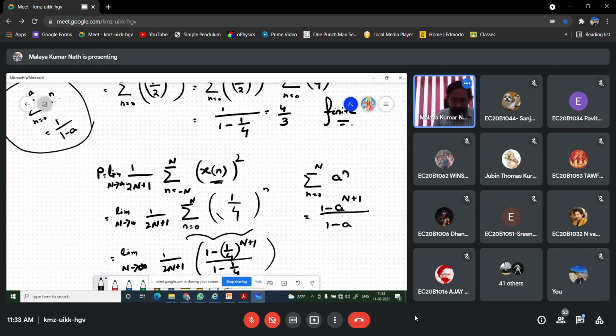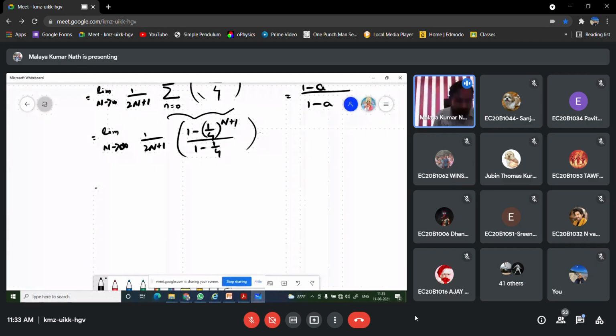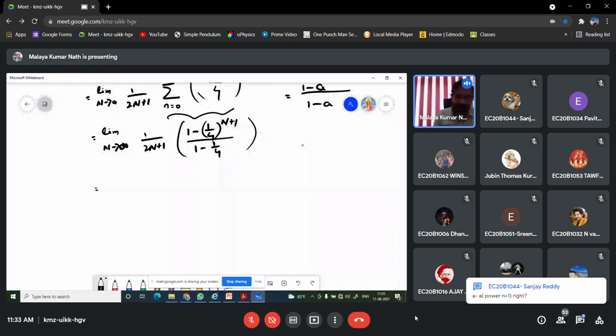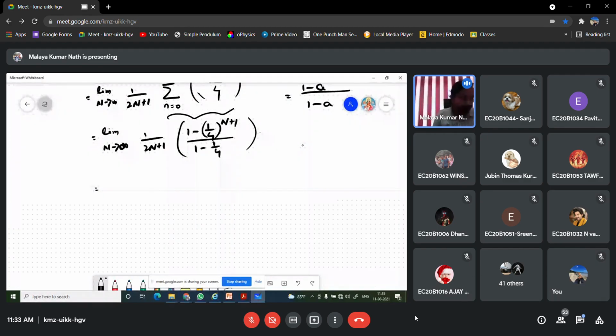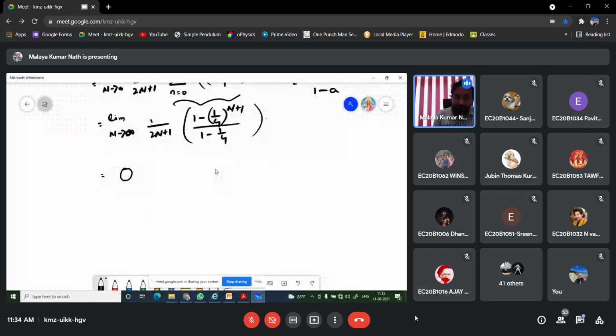Now, how much will it be? If we put the limit N tends to infinity, this is an infinity by infinity form, so you cannot directly apply it. You have to apply L'Hospital rule, do the simplification and then put N tends to infinity. If we do it, we see that this value becomes equal to 0. You know L'Hospital rule, so just put that value and calculate it. So in this case, your average power is equal to 0.